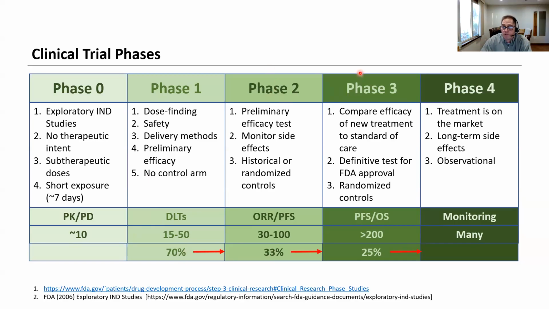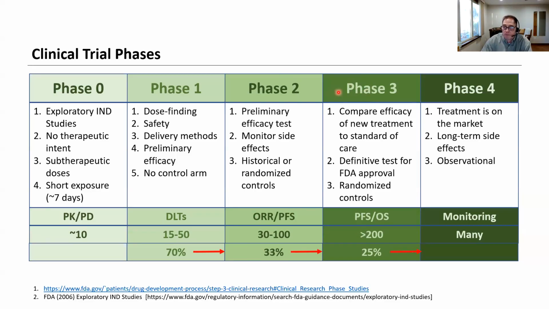So phase two and phase three is where we spend most of our time. Phase two is a preliminary test of efficacy, and we're going to monitor for side effects. You could have historical controls, which is less common. Randomized controls is more common. The common primary endpoints are objective response rate, maybe progression-free survival. Sample sizes range between 30 and up to 100. And about a third of phase two trials go to a phase three setting.